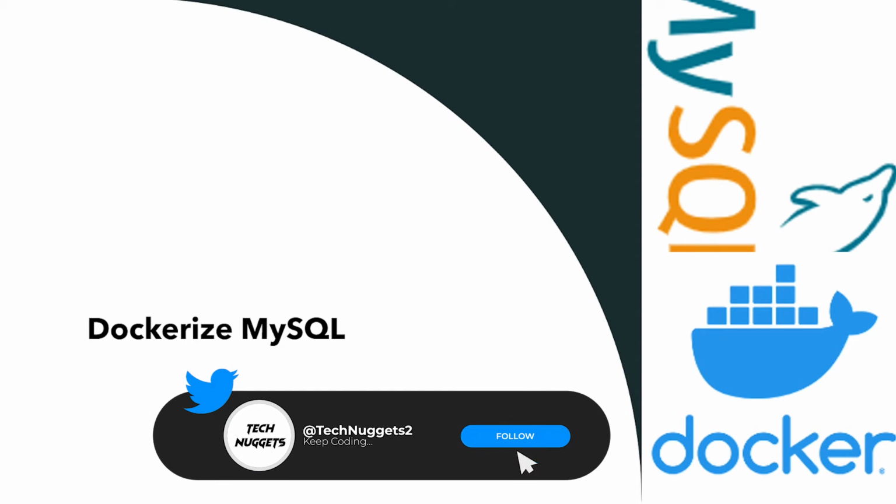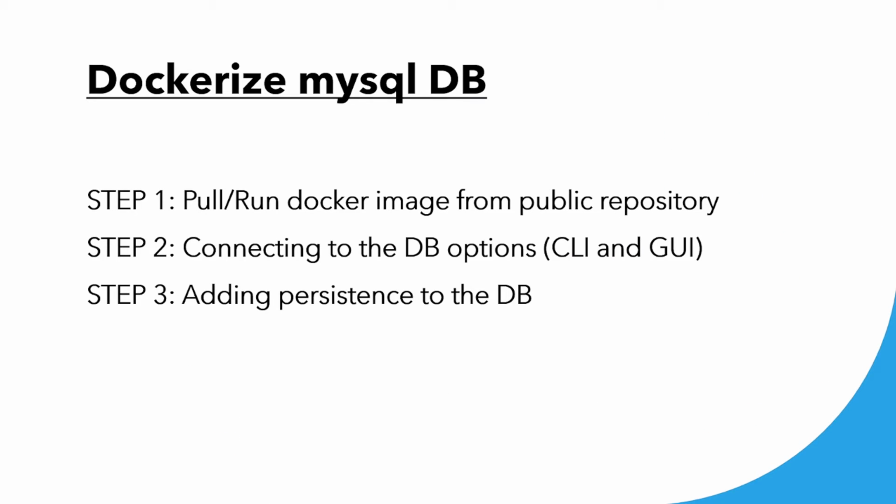Let's dive into today's topic. First of all, let us get to the basic steps required. There are 3 steps involved in Dockerizing MySQL DB. Step 1. Pull or run Docker image from public repository.